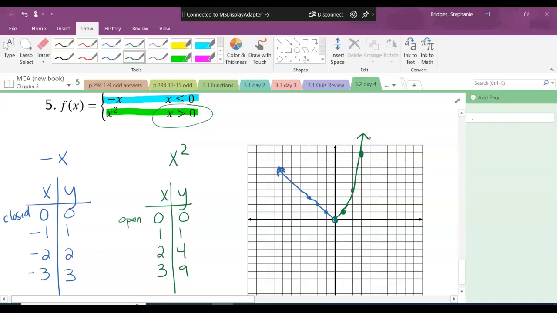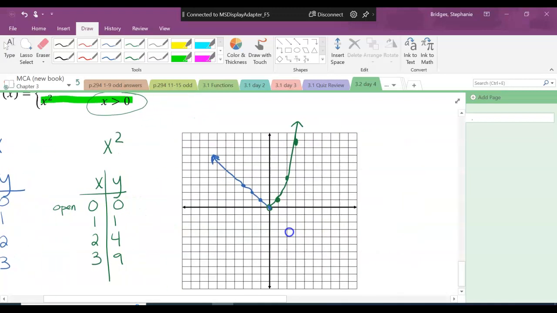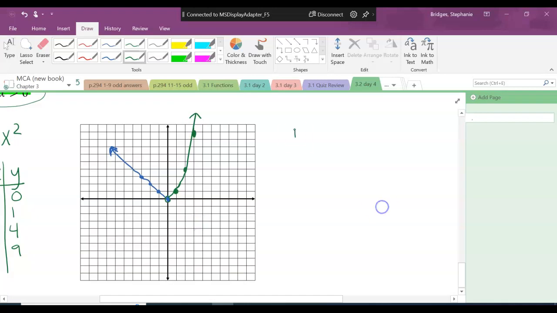We've covered up any open pieces. And then, what do you think about your domain? Everything. We don't have any holes anymore because we've covered them up. My range, what is the first y value that I touch? 0. Am I equal to 0 on my range or not? Yes, so we're going to do a bracket. And then it goes forever up, which takes me to infinity.